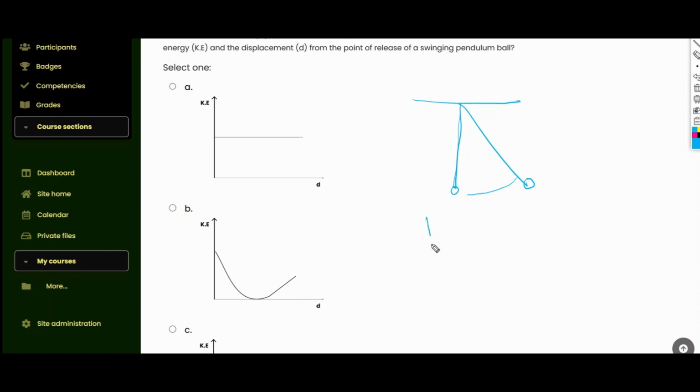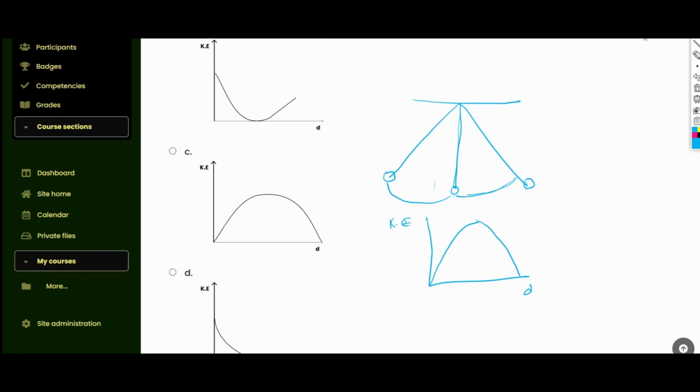You understand? So the graph of kinetic energy against displacement starts from a minimum. When it gets here, it gets to its maximum. Then, back to this position again, it's getting back to its minimum, so it starts coming down again. So you see that the answer is C.